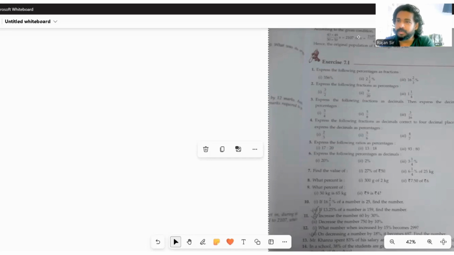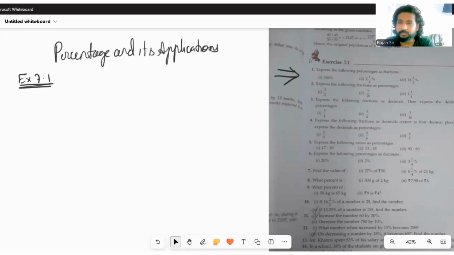Hello students, today we'll start with the seventh chapter of mathematics, that is percentage and its application, exercise 7.1. I will be solving the first and the third sum of each question and you can solve the middle part.